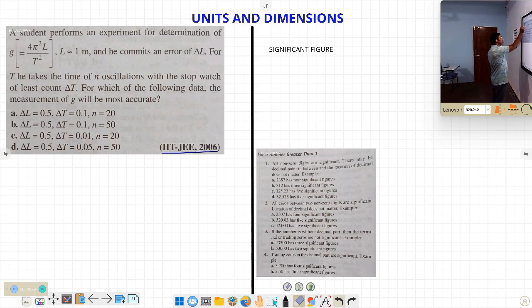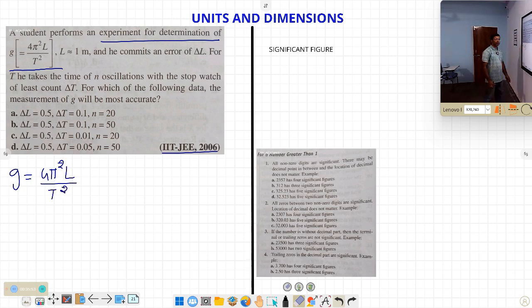Given, a student performs an experiment for determination of g value. So what is the g formula given? g is equal to 4 pi square L by T square, the relation for the time period of a simple pendulum. What is the length? 1 meter, and he commits an error of delta L. Error in the length value is delta L.